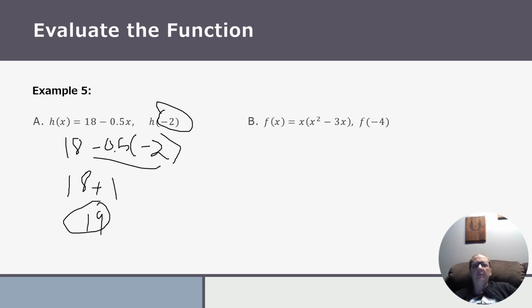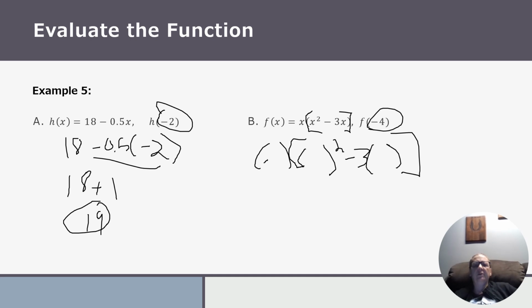All right, in part B, we have a little bit more here. You can see we already have parentheses, so when we do that, I generally replace the parentheses with brackets so that I can put parentheses everywhere else. So I have x times the quantity x squared minus 3x. You can see I'm putting parentheses everywhere there's x. Then I'm going to put this -4 in all of those parentheses, because I'm replacing the x with -4.